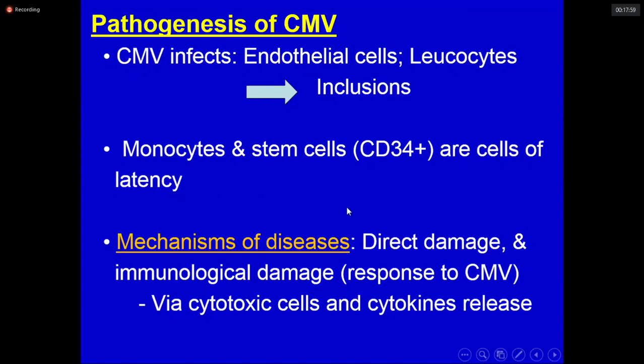Mechanism of the disease: direct damage. Of course, the virus can cause damage. Immunological damage: response to CMV via cytotoxic cells and cytokine release. So the cytotoxic cells can damage the body tissues because the virus is residing inside the cells. Once the cytotoxic cells are activated, they kill the cell and the virus with the release of cytokines.